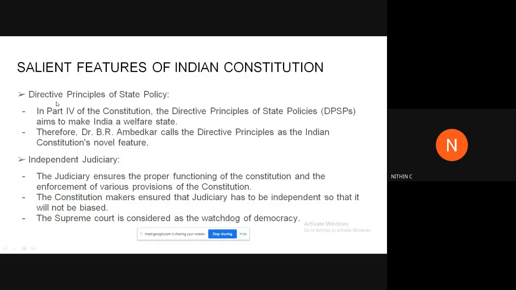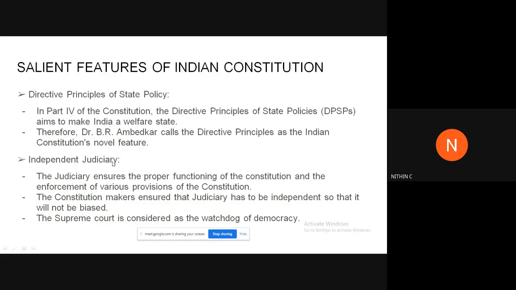Then another feature is DPSP, that is Directive Principles of State Policy. In Part 4 of the Constitution, the Directive Principles of State Policy aim to make India a welfare state. That is the point. What is actually the reason behind the formation of Directive Principles of State Policy? To make India a welfare state. Dr. B.R. Ambedkar calls the Directive Principles the Indian Constitution's novel feature.